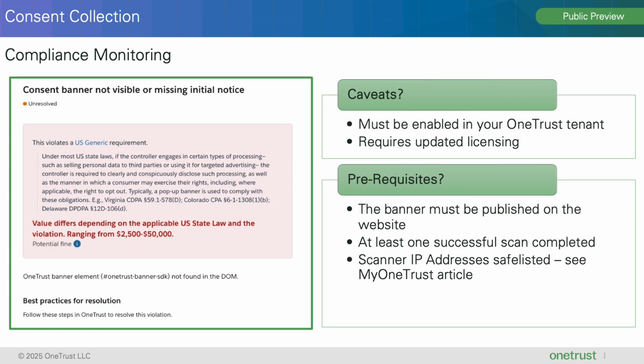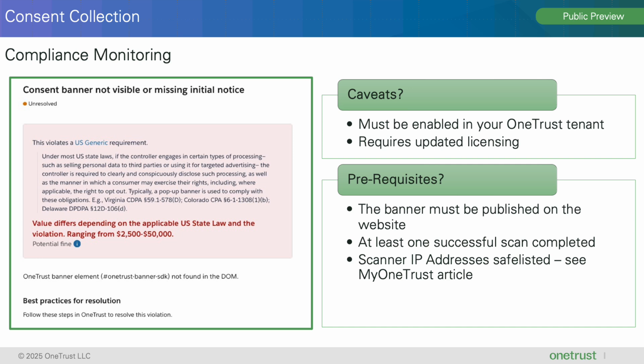To use compliance monitoring, your organization needs to be on OneTrust's new licensing packages for CMP functionality. Additionally, as compliance monitoring is still in public preview, you must contact your support representative to have this enabled in your tenant. Also, some prerequisites must be in place for appropriately licensed customers before the compliance monitoring dashboard populates.